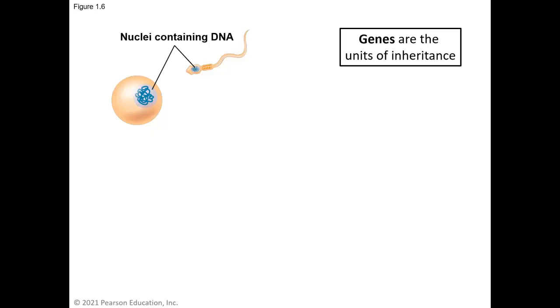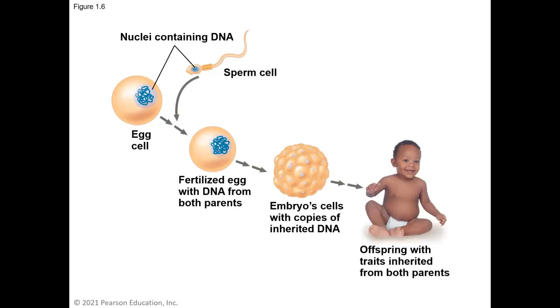This means you inherit some of your genes from mom and some of your genes from dad. Mom has specialized cells called eggs that contain half of her DNA. Dad has specialized cells called sperm that contain half of his DNA. When a sperm fertilizes an egg, an offspring develops having inherited genes from both mom and dad, and therefore have inherited traits from both mom and dad.